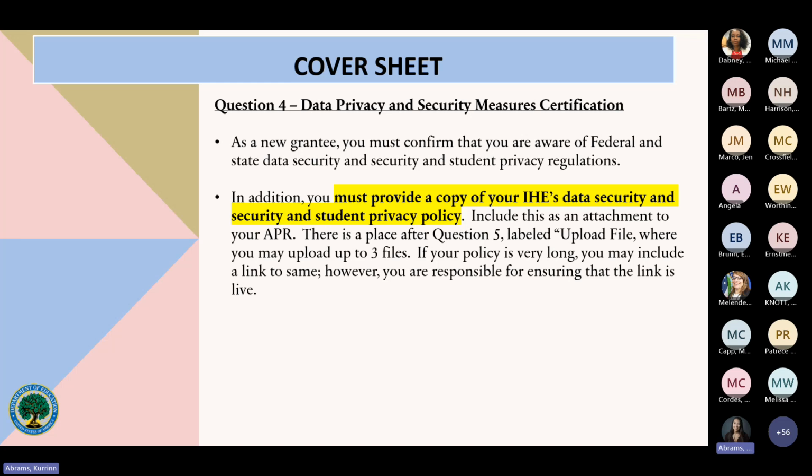So that will be one of your attachments you upload to your APR, and you can provide a copy of your IHE's data security and student privacy policy. You can either include it as an attachment, or if it's too lengthy, if you don't have a PDF document, you can also include a link just to make sure that the link is live.